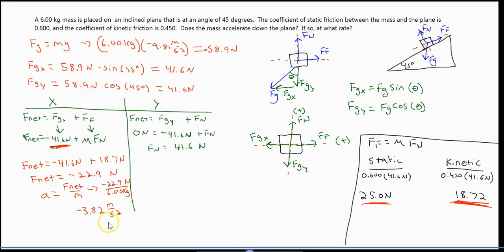That's negative because it's in the same direction as the x component of gravity, the parallel component of gravity, the component of gravity that makes us go down the plane. So this negative acceleration is consistent. We put something on an incline, it wants to go down the incline.